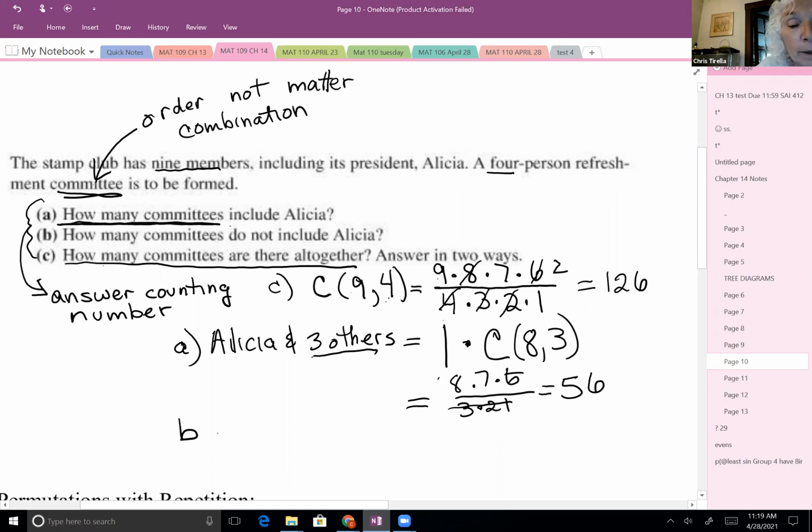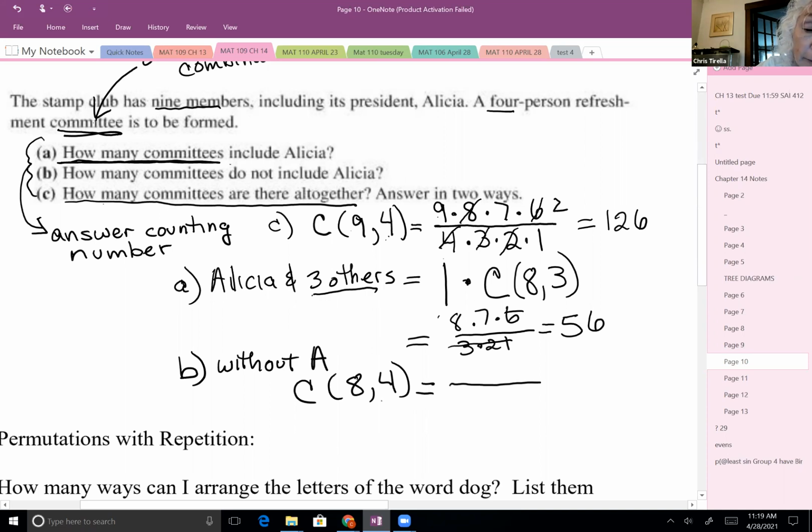For part B, without Alicia, there are 8 other people and we want 4 of them. So that would be combination 8, 4. Again, the smaller number is my factorial in the denominator, 4, 3, 2, 1. And I want the first 4 factors of 8 factorial. So that's 8, 7, 6, 5. Here, 4 times 2 would divide out the 8. 3 goes into 6 twice. So I have 7 times 10, or 70.